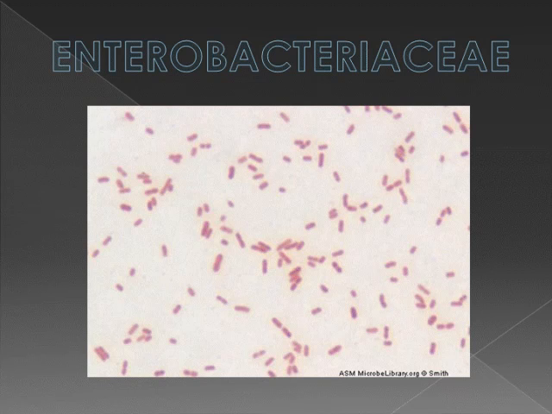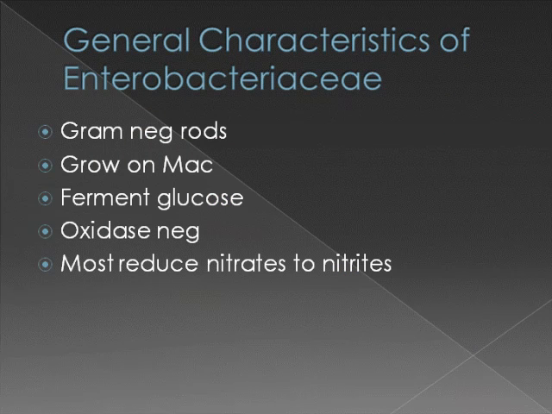All right, let's move on to members of Enterobacteriaceae, our gram-negative rods. So hopefully you remember why the members of Enterobacteriaceae are included in this group. They do share some common characteristics, and these characteristics include they are all gram-negative rods, they all grow in MacConkey's, they all ferment glucose, they are all oxidase negative, and most of them reduce nitrates to nitrite.